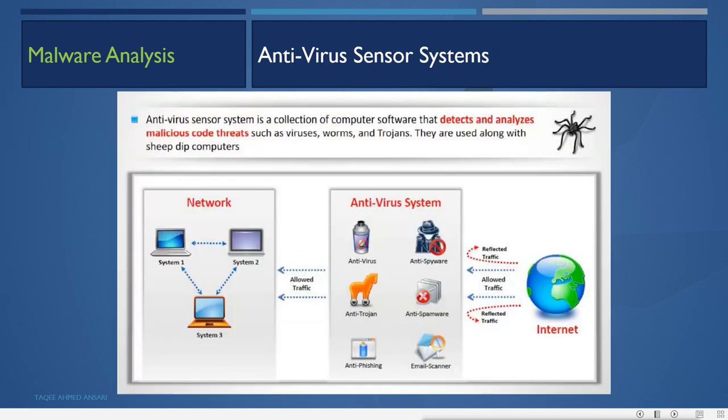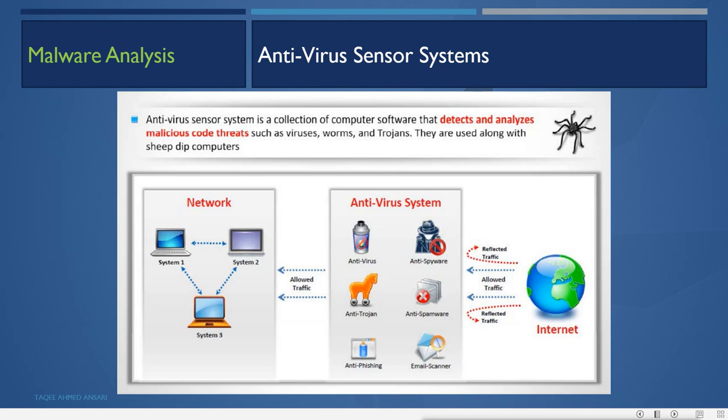Antivirus sensor system. An antivirus sensor system is a collection of computer software that detects and analyzes malicious code threats such as viruses, worms, and trojans. They are used along with the sheep dip computer. So with the sheep dip computer, it uses the antivirus sensor system also.